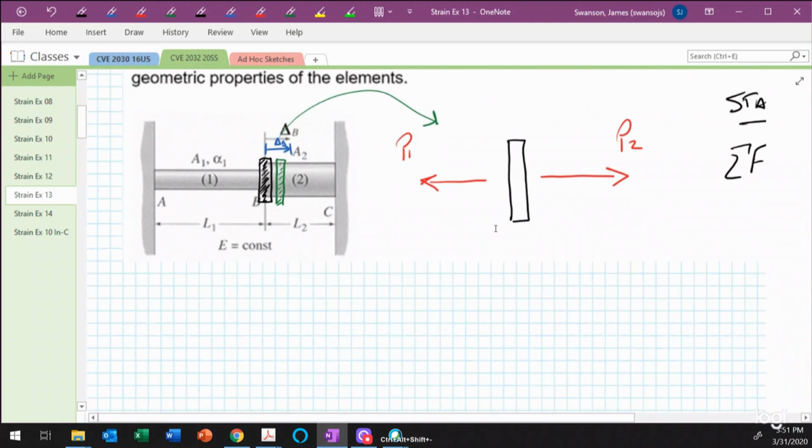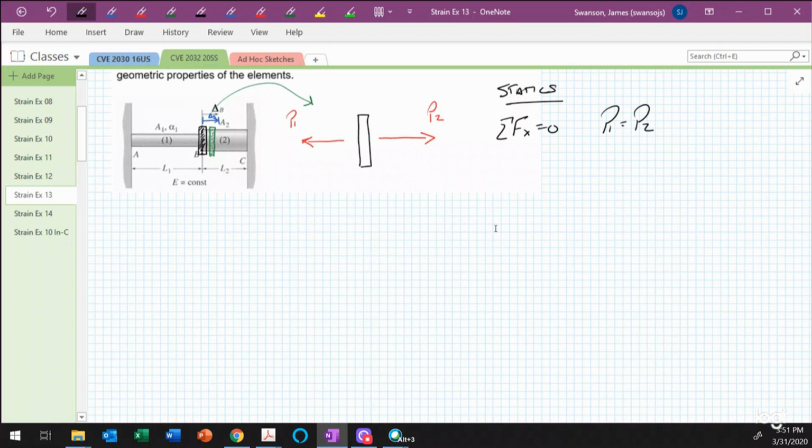So let me zoom back out a little bit. I'll shift back to black. And what we could do is we can write our geometric compatibility equations.